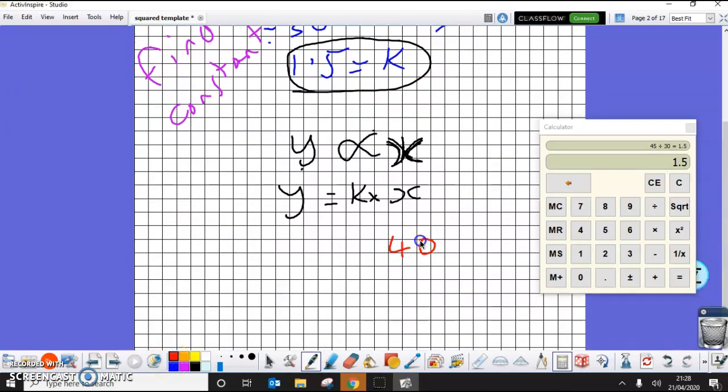X is 40, k is 1.5, times them together, and you get the value of y. 1.5 times 40 gives you 60, so y equals 60.